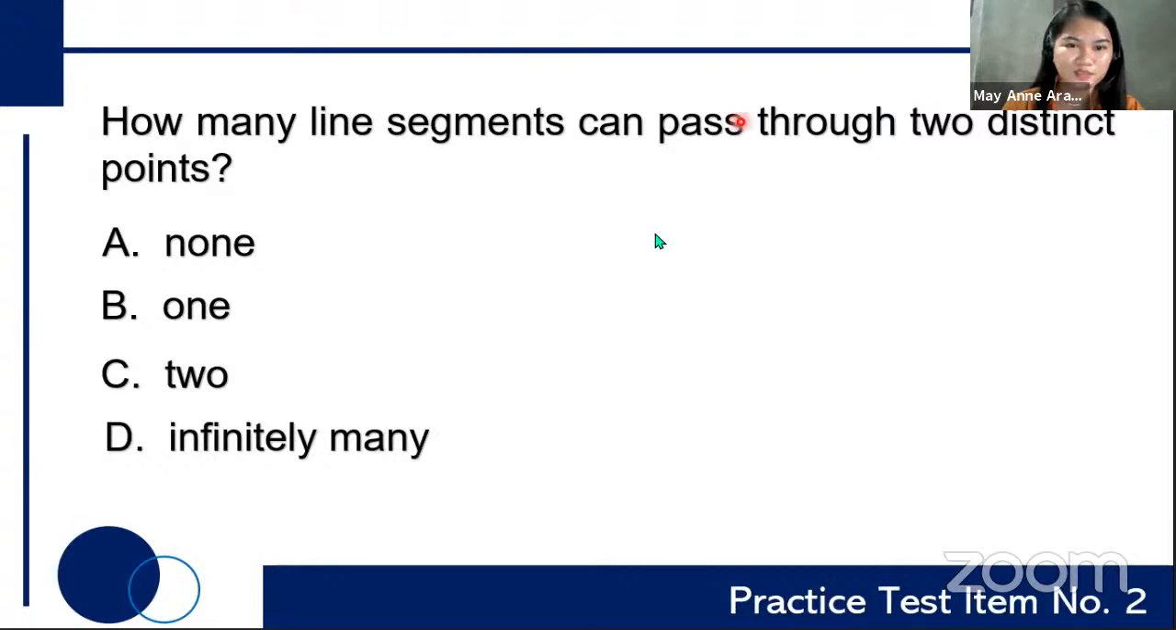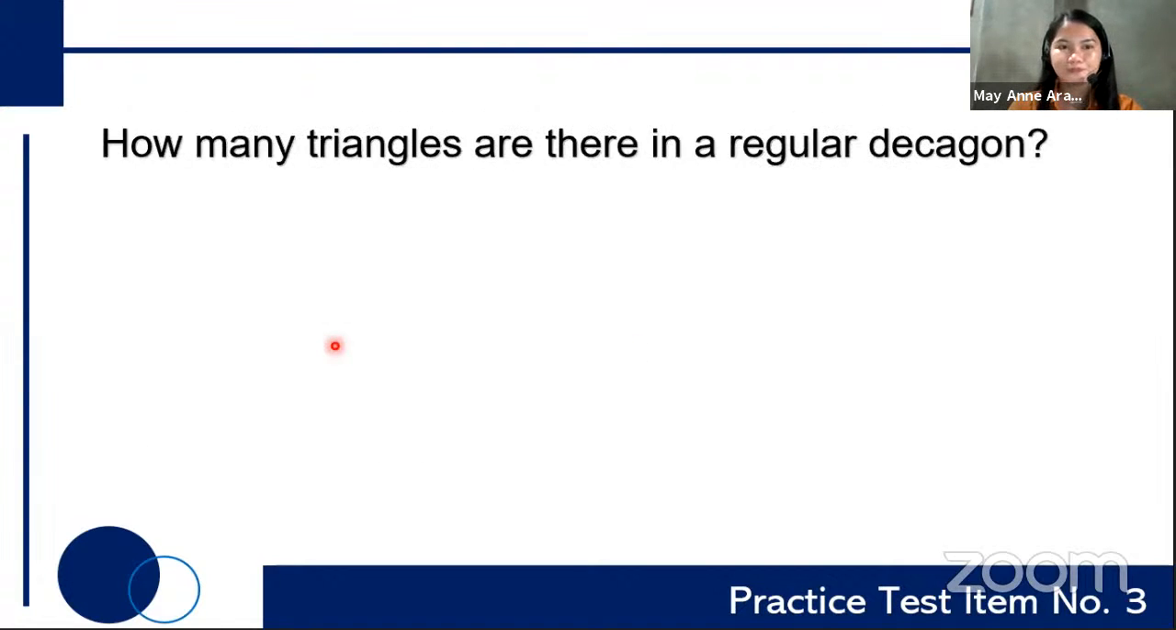Okay, how about the others? Okay, only one. Since two distinct points lang yon, only one can pass through those two distinct points. Thank you for your participation. Okay, next item. So the answer is only one.